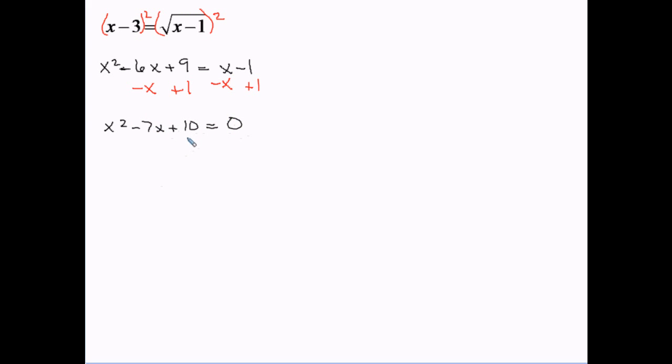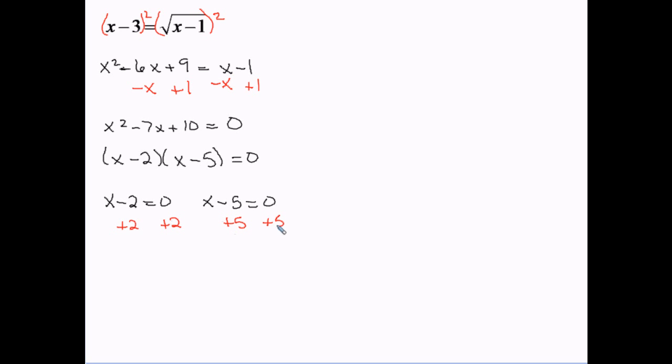Now, I can factor this because I look for factors of 10 that will make a 7, and that's 2 and 5. So this will be x minus 2 and x minus 5. Negative 2 times negative 5 give me a positive 10 and add up to negative 7. I'm going to set each of these equal to 0. And I'm going to get that x is equal to 2 or x is equal to 5.